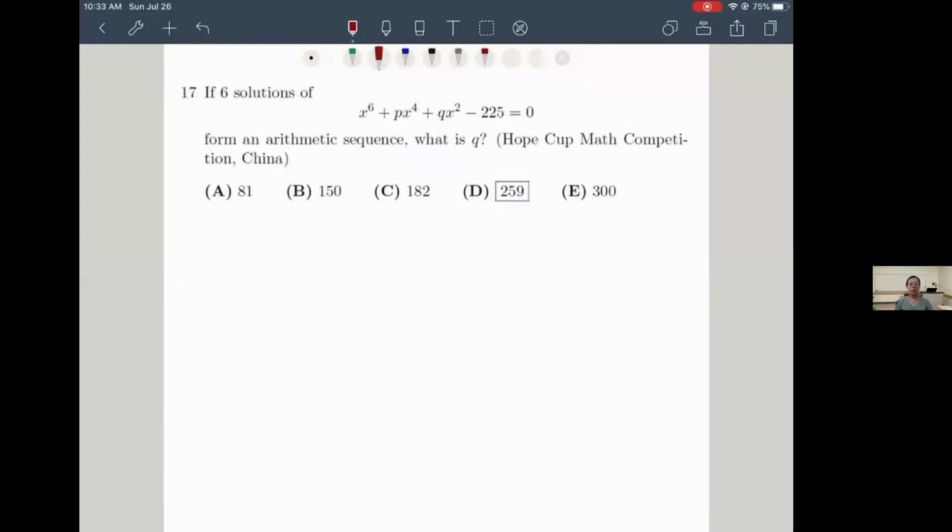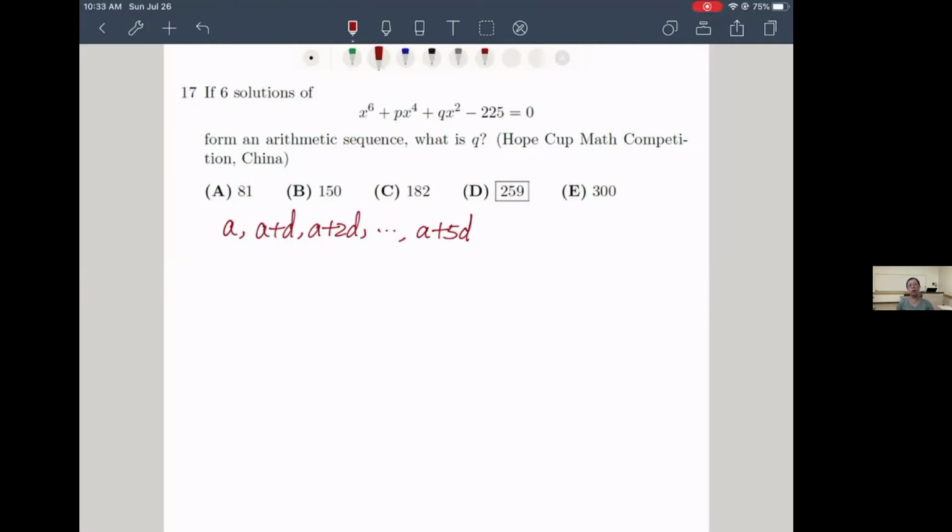Problem 17. If 6 solutions of that equation form an arithmetic sequence, what is Q? So we are told that it is an arithmetic sequence. Basically, we can use 2 values to express an arithmetic sequence, right? We can use A and D. So let's just write down the 6 numbers. Let's start from A, then we have A plus D, A plus 2D, up to A plus 5D. There are only 2 unknown values.